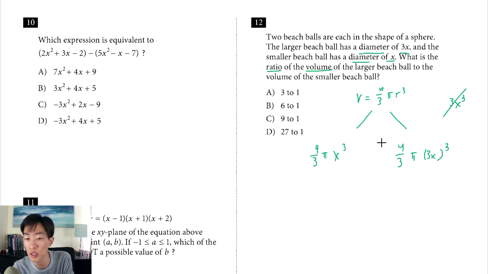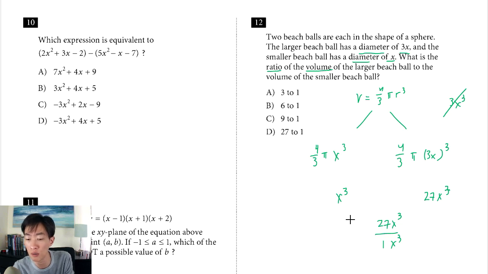When we're comparing ratios, we can pretty much ignore the 4/3 pi because those are constants. And let's just pay attention to the x cubed. What happens when we cube this? 3 cubed is 27, x cubed. So the ratio of the bigger to the smaller is 27x cubed to 1x cubed. And so therefore that becomes 27 to 1.